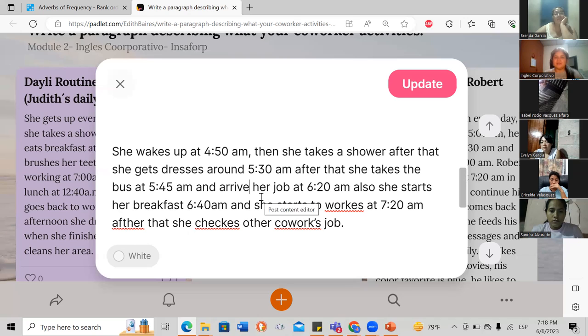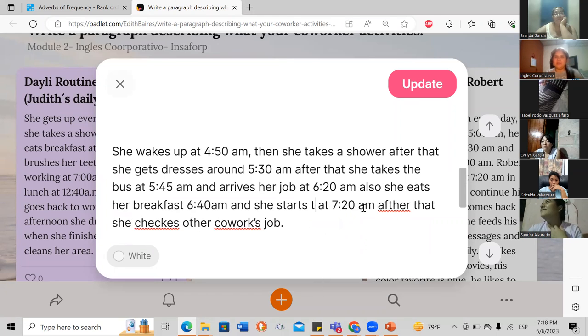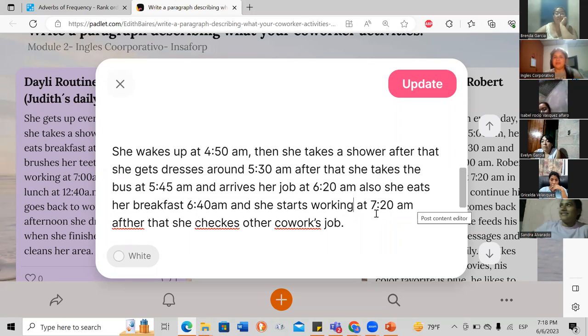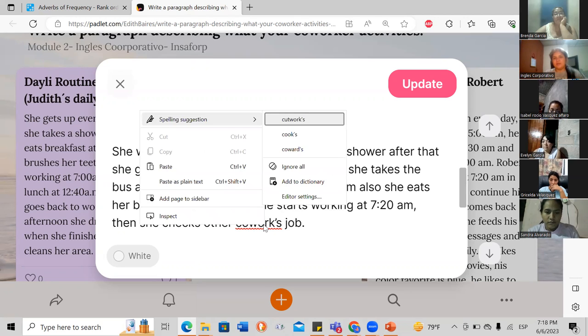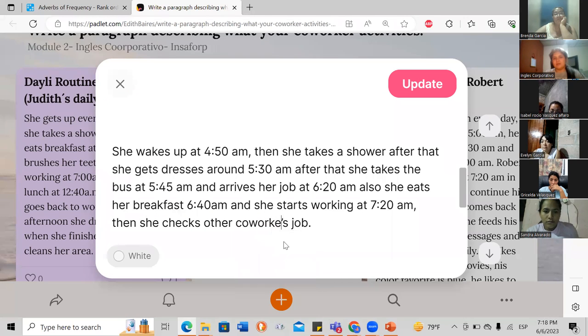And arrives. ¿Qué le faltó la S? Arrives her job at 6:20 a.m. Also, she starts her breakfast. She eats her breakfast at 6:40 a.m. and she starts working at 7:20 a.m. Vamos a utilizar otra palabra aquí. Then she checks. No necesitamos la E, solo la S. Others co-workers job. Co-workers jobs. Okay. Very good.